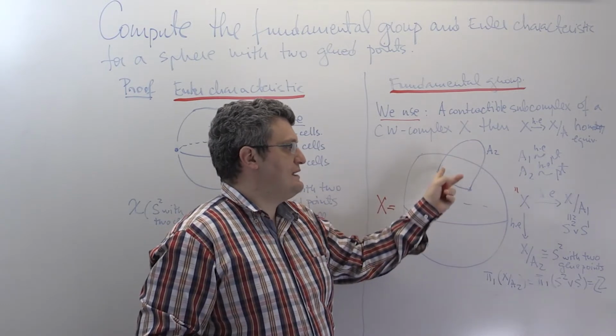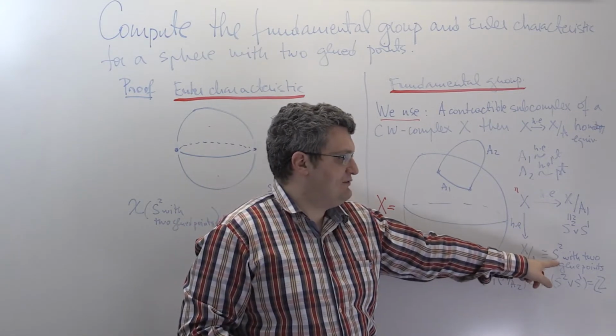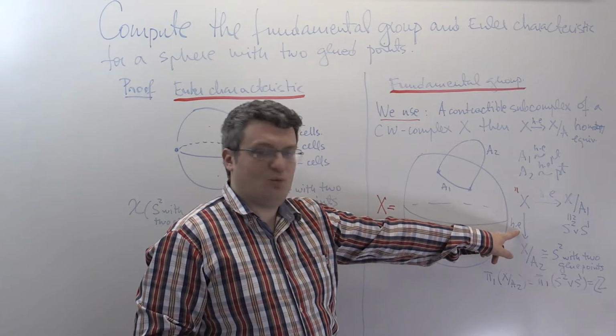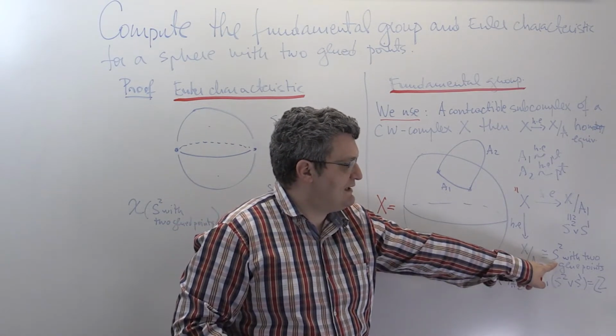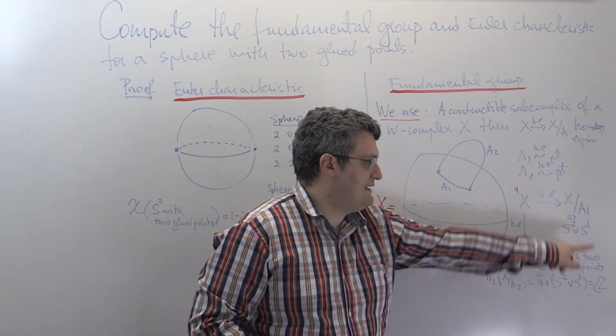If you take the map into X quotient A2, you will actually contract the exterior arc, the exterior one cell, to a point. So then you will obtain S2 with 2 glue points. According to the fact that both maps are homotopy equivalences, it will imply that S2 with 2 glue points is homotopy equivalent with S2 wedge S1.